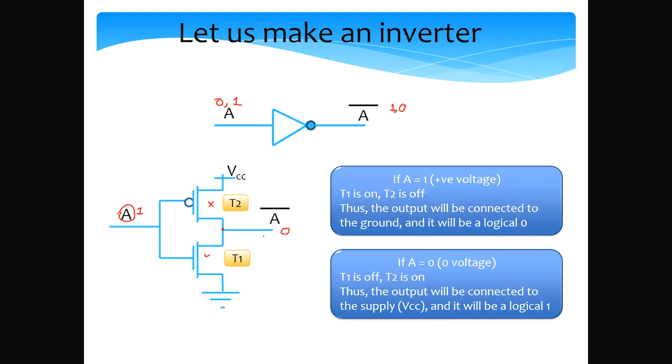Similarly, let's take a look at the other case where A is equal to 0, or 0 voltage. In this case, the transistor at the bottom, T1, will not conduct, but the transistor T2 will conduct, and the output will be connected to VCC. So then it will become a logical 1.